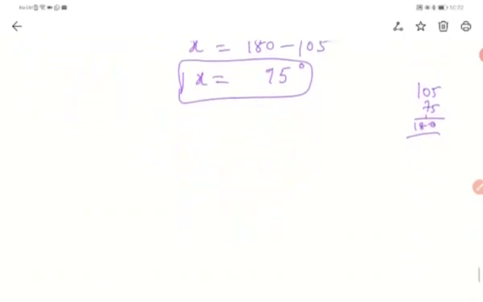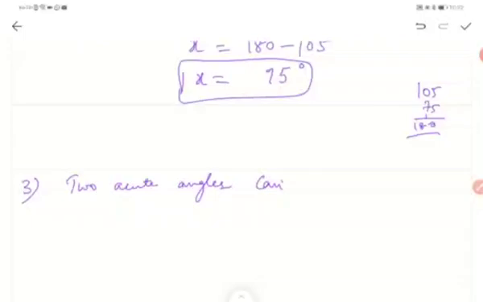Let me do the third problem. In the third problem they have asked: can two acute angles form a pair of supplementary angles? They're asking us why.